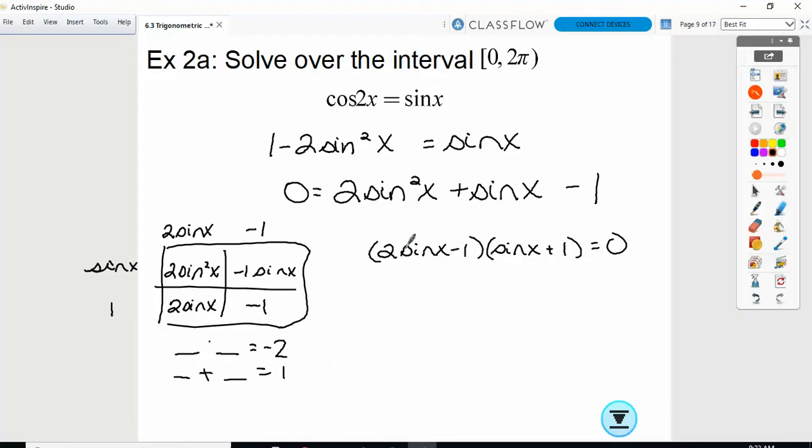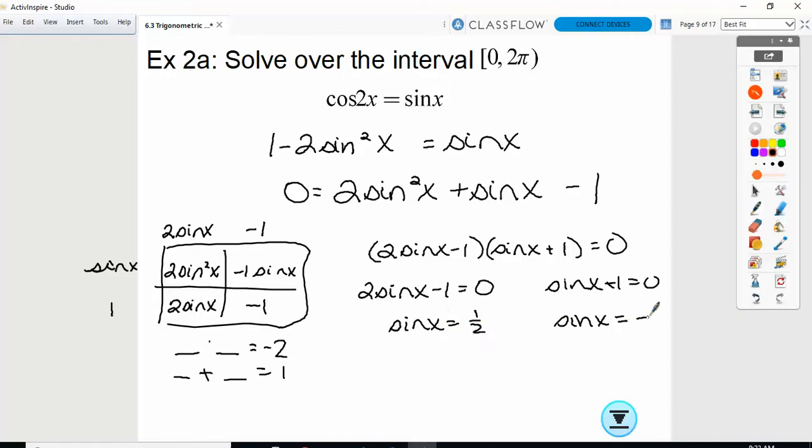What now? So we get sine x equals 1/2 and -1. So right now, if I'm looking, my angles are x. That means I don't have to worry about double or triple solutions or anything like that. We're just solving like normal.